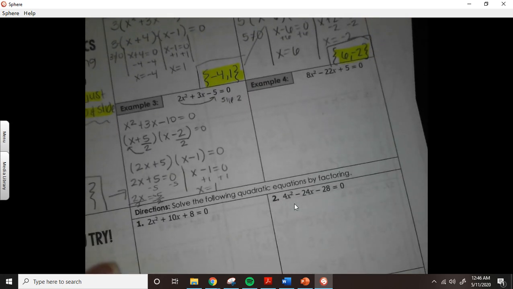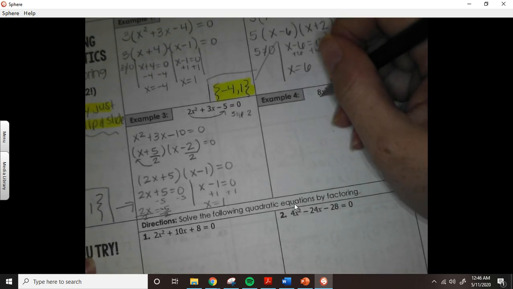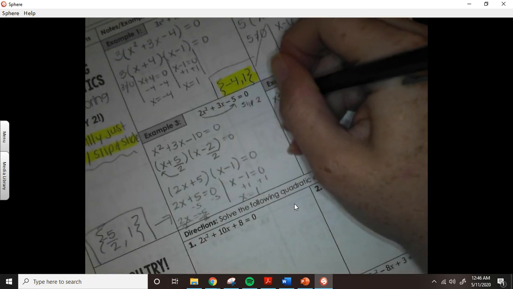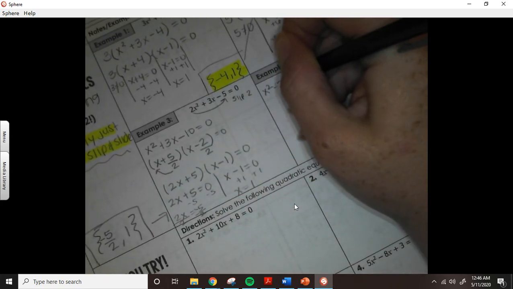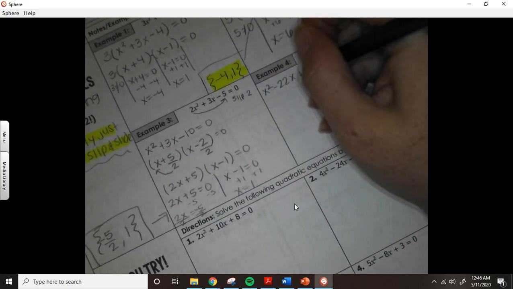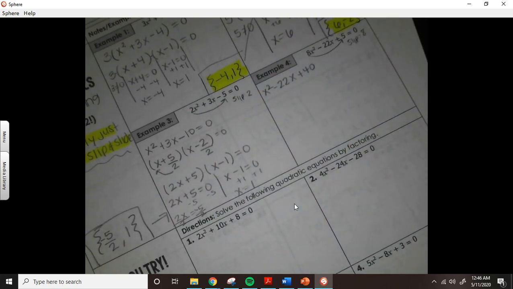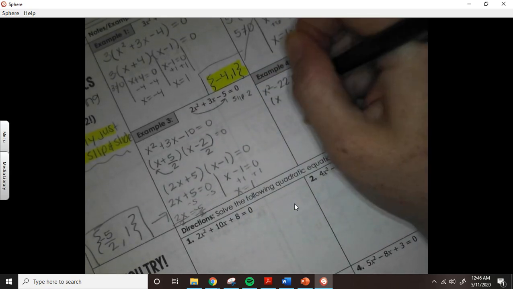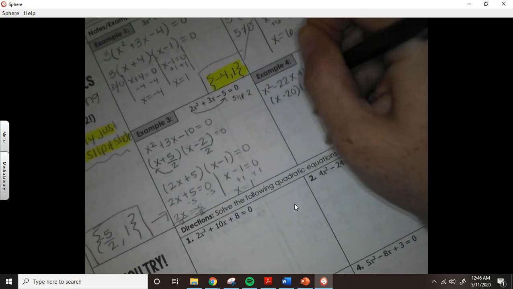Okay, same thing over here. We always check for a GCF first. We cannot, we don't have one. So we're going to slip this 8 over here. Remember, we slipped an 8. So we have x squared minus 22x plus 40. Now we're going to factor. We're going to do x minus 20 times x minus 2.